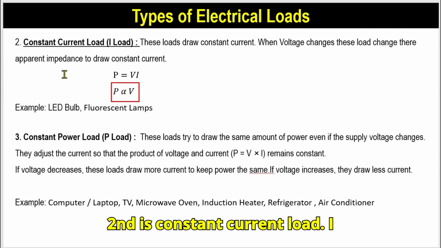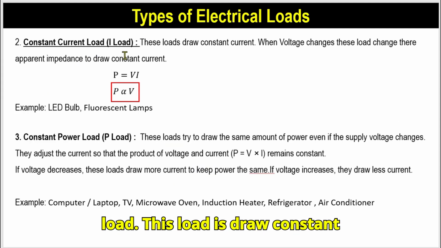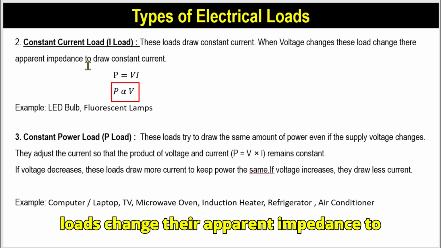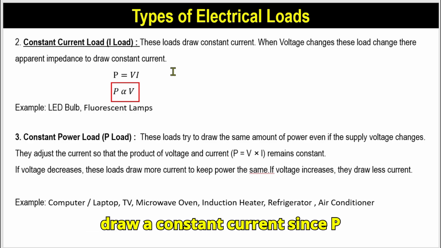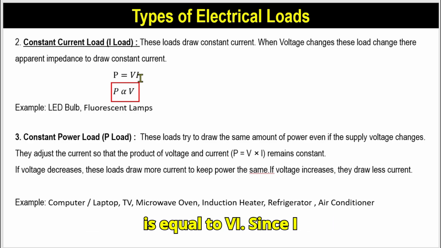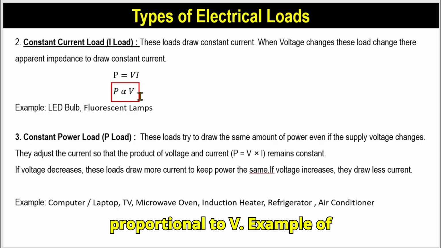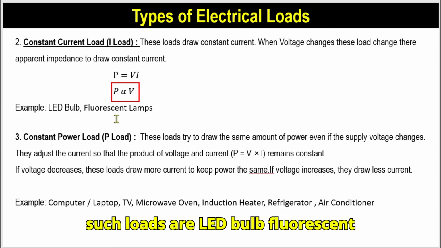Second is constant current load, I load. These loads draw constant current. When the voltage changes, these loads change their apparent impedance to draw a constant current. Since P is equal to VI, and I is constant, P is directly proportional to V. Examples of such loads are LED bulb, fluorescent lamps.